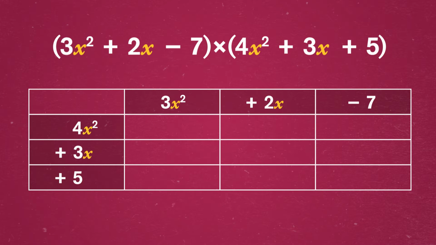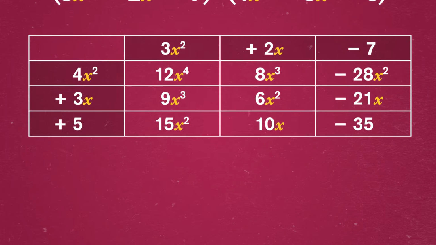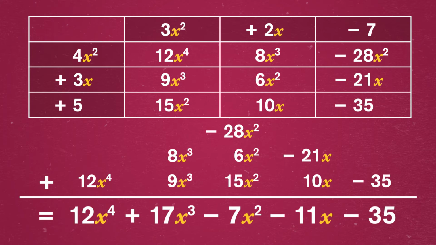For the first row, 3x squared times 4x squared is 12x to the fourth. 2x times 4x squared is 8x cubed. Negative 7 times 4x squared is negative 28x squared. Order doesn't matter as long as every box gets filled in. To finish, we can clean up by adding all the terms together, reordering them from highest power to lowest power, and collecting like terms. Multiplication is all about organization.